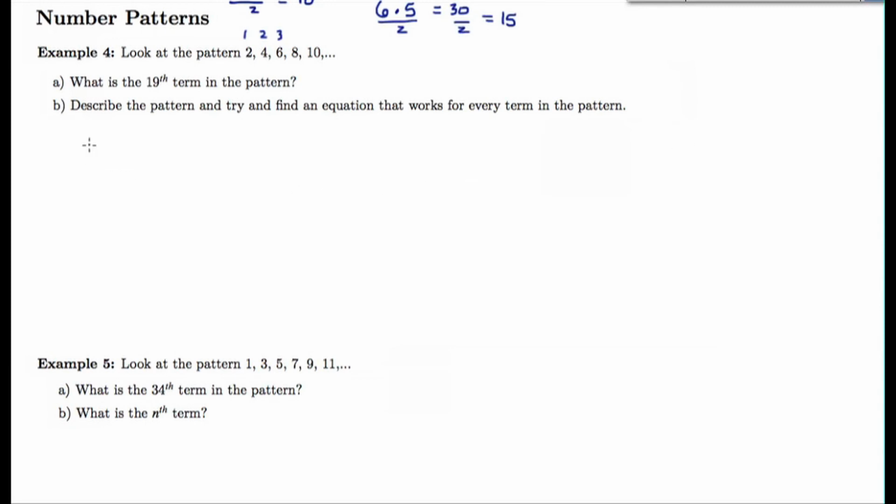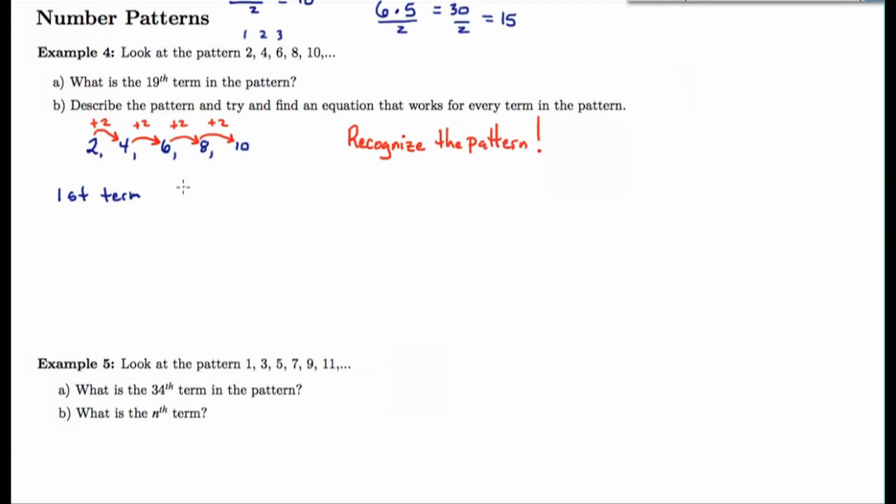Alright, so let's rewrite this. So what's happening when I go from 2 to 4? I'm adding 2. 4 to 6, adding 2. So this is the pattern. Take the number and add 2 to it to get the next term. Recognizing the pattern is really the first step. First term is 2.